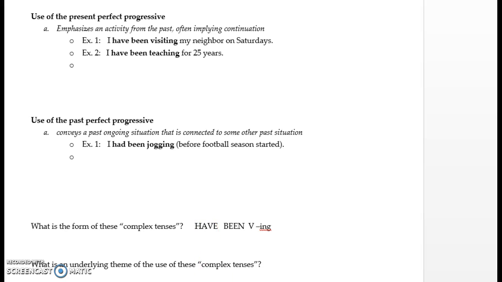What's the underlying theme? What do you see here? Well, both of them express an activity that seemed to be ongoing in the past, and in the present perfect progressive it implies continuation, but in the past perfect progressive that extended situation is no longer happening.